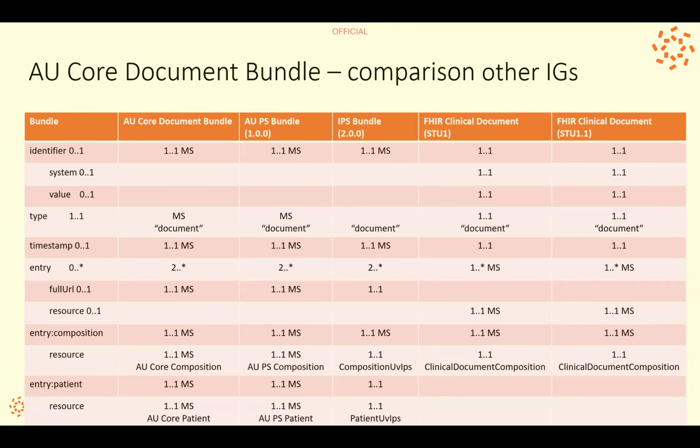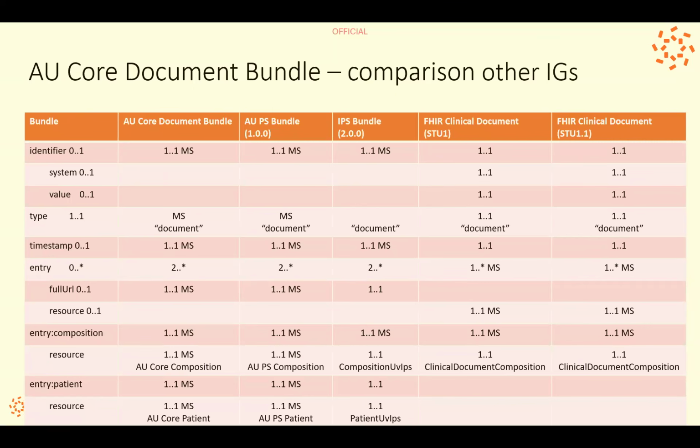There's obviously a lot more elements than this, but it's a subset of the elements in the bundle resource defined by FHIR, in the context of what this proposal's looking like and also what other IGs out there do. So we've got a third column there, AU patient summary bundle, and the IPS bundle 2.0, and we also got a FHIR clinical document implementation guide that's published by HL7.